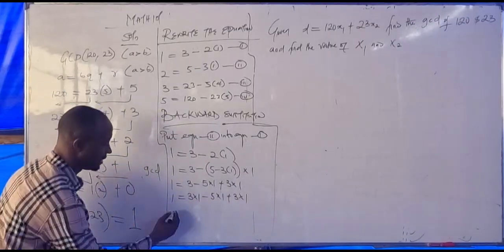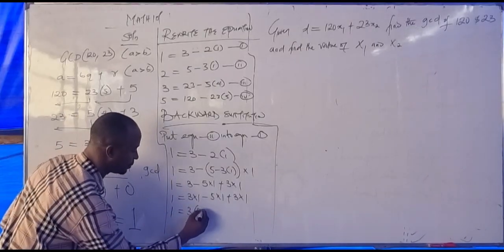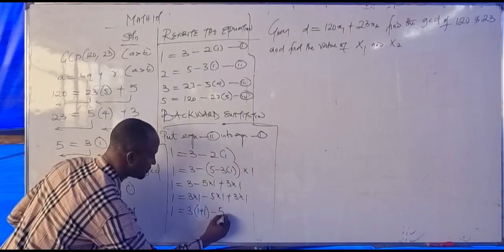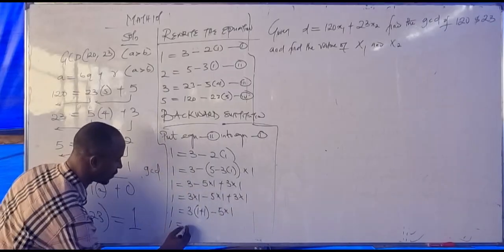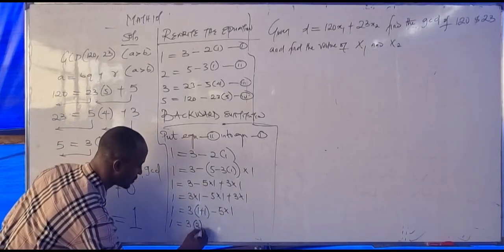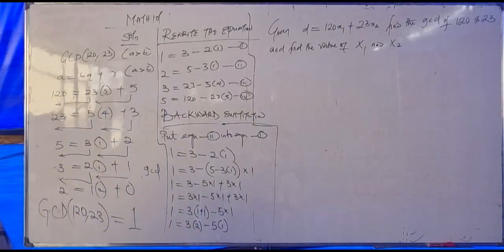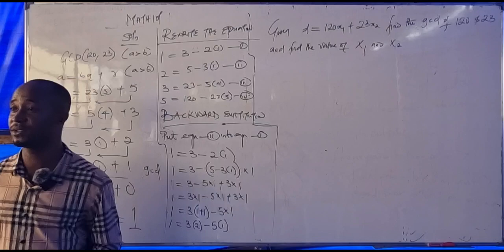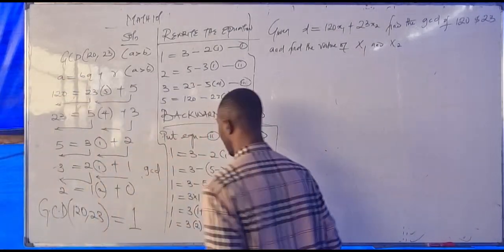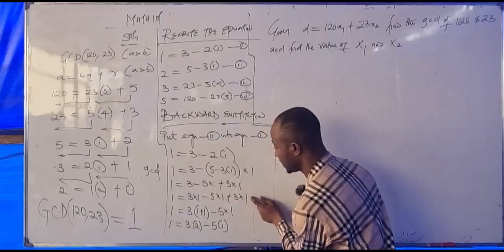Can I say this is the same as 1 equals 3 in brackets, 1 plus 1, minus 5 times 1? So 1 equals 3 times 2 minus 5 times 1. Watch. Are you confused? I will explain. Now listen. Where is the confusion? But you understand this part, right?